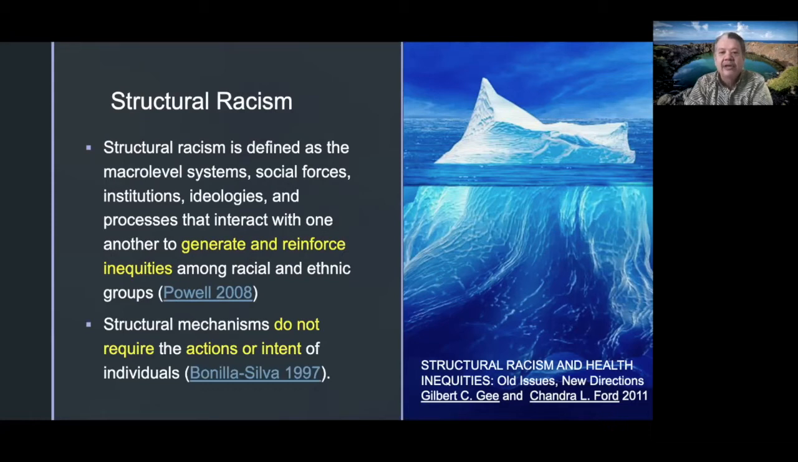It's a macro level system. It's part of the social forces that exist within society, within our institutions, in our ideologies, in the processes by which we interact with one another. All of these things either generate or reinforce inequalities, oftentimes among racial and ethnic groups. These structural mechanisms, the thing that's most lethal about them is that they do not require us to act or have any intent.